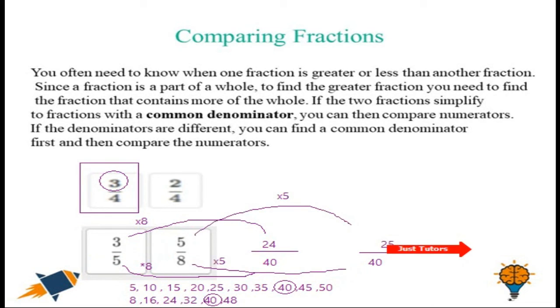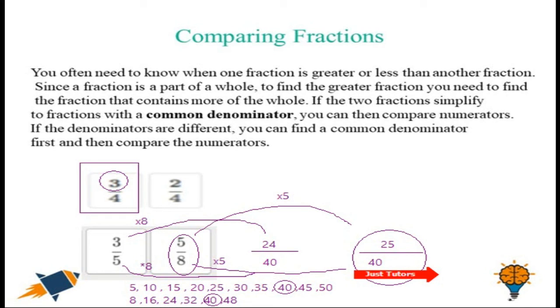And now as we can see that the denominators are the same, we can easily compare the fractions by looking at the numerators. So we can say that the fraction 25 over 40, or 5 over 8, is bigger than 3/5. So here we have learned three strategies for comparing fractions.